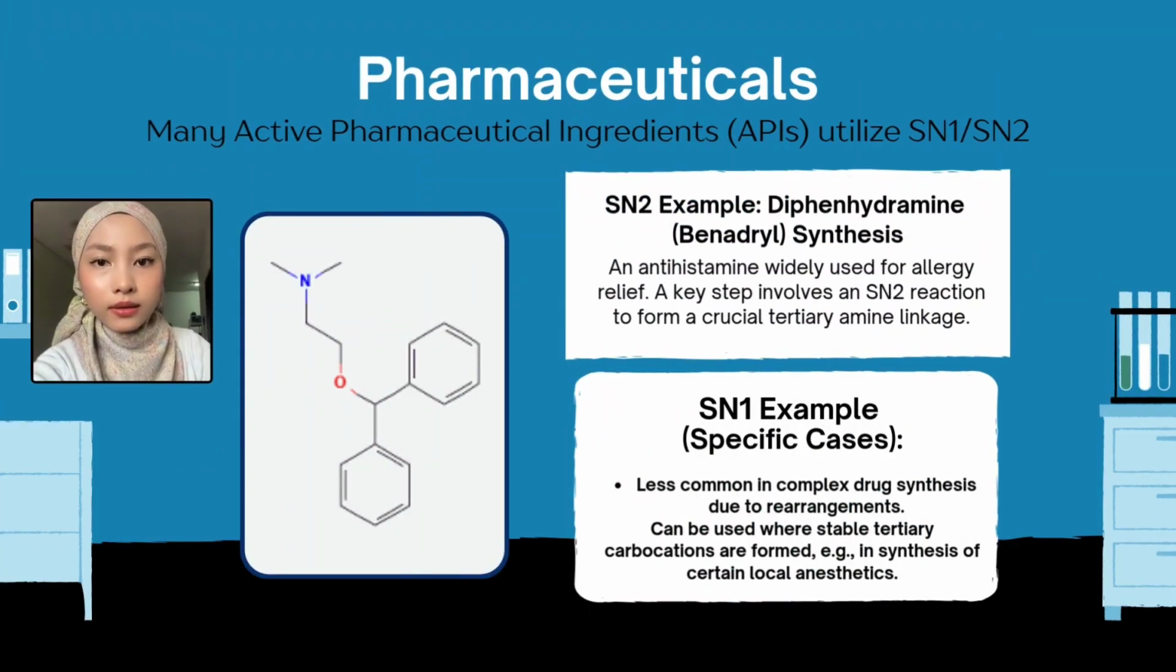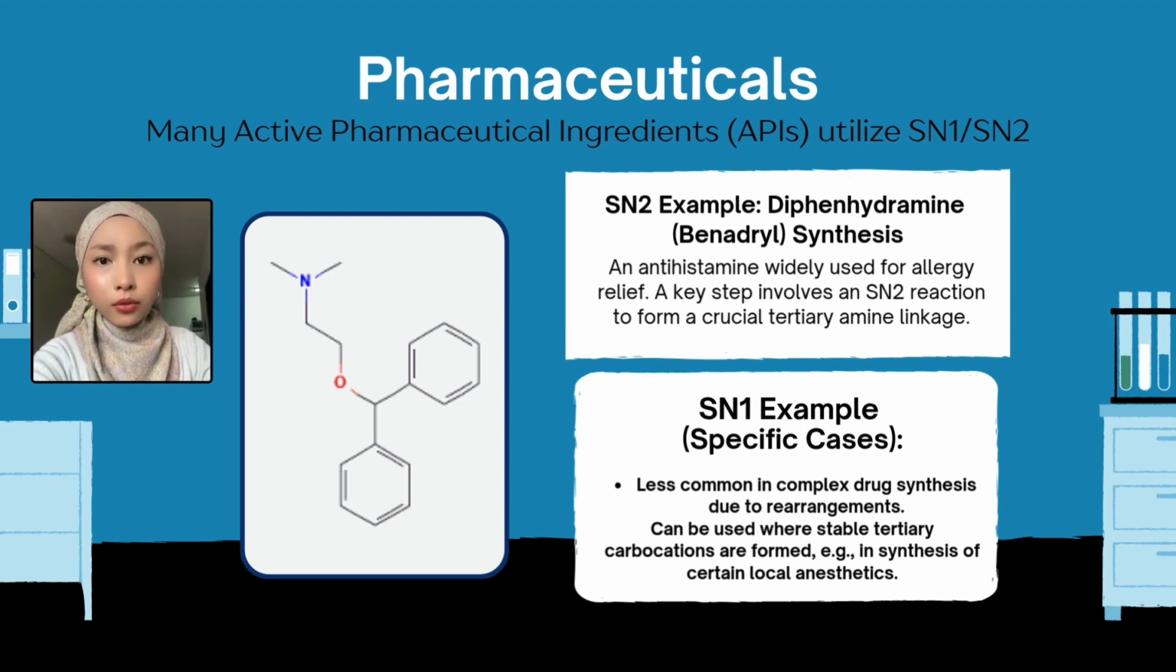Let's start with SN2, Benadryl. Benadryl is a common antihistamine used for allergy relief. During its synthesis, an important step involves an SN2 reaction. This helps form a crucial tertiary amine linkage in the molecule. SN2 reactions are perfect for this because they are clean, straightforward, and don't involve messy rearrangements, which is great for synthesizing drugs with precise structures.